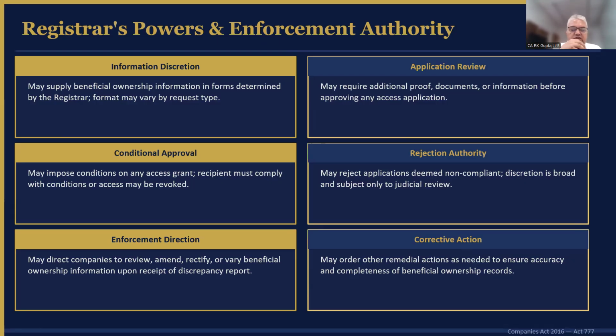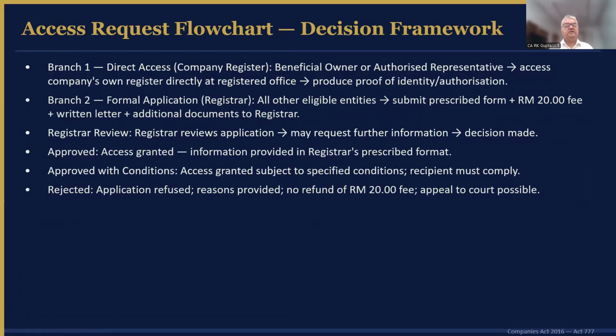The discretion is broad and subject only to judicial review. Regarding enforcement direction, the registrar may direct companies to review, amend, rectify, or vary beneficial ownership information upon receipt of a discrepancy report. The registrar may also order corrective action or other remedial actions as needed to ensure accuracy and completeness of beneficial ownership records.